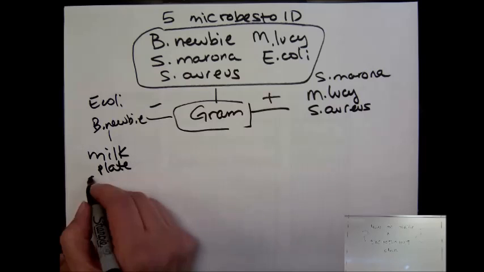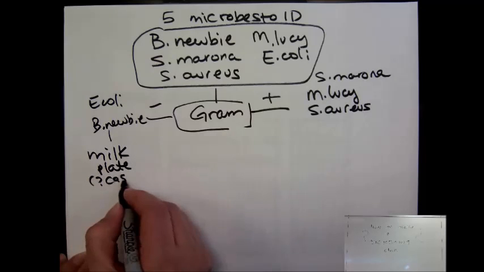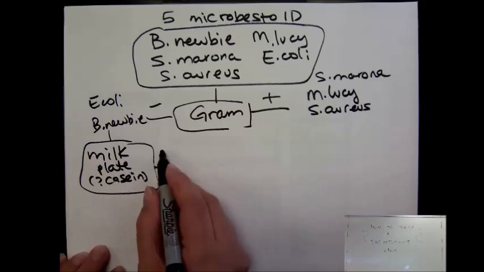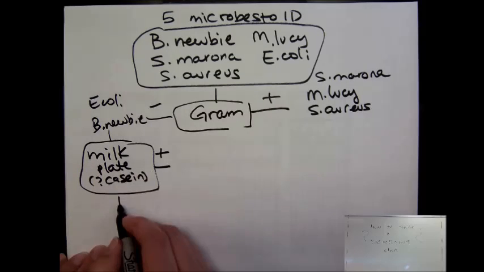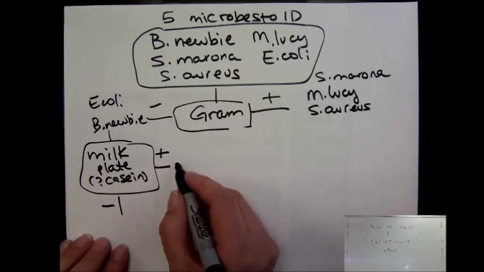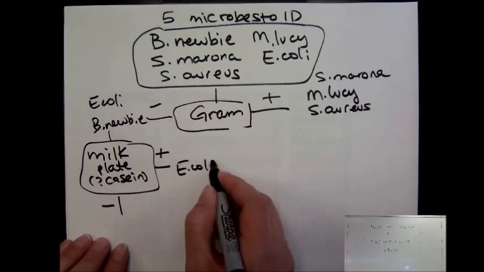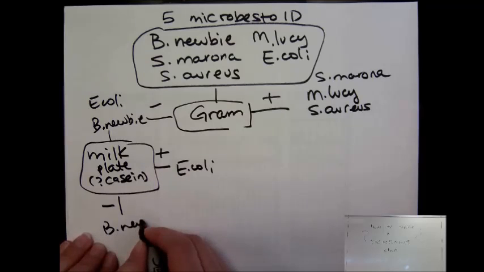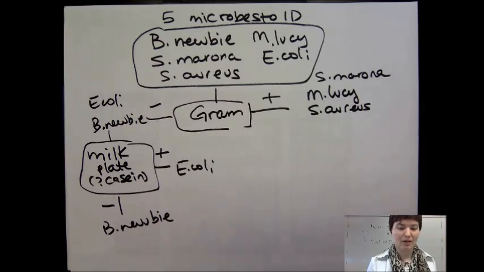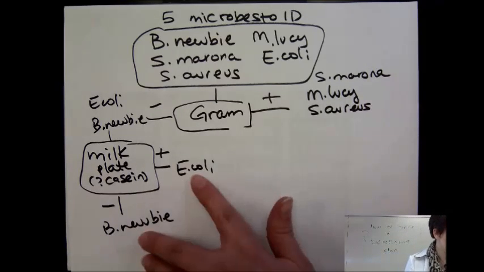So we're putting them on a milk plate, and the question we're asking is, can they digest casein? And we know the answer is either that they are going to be positive or negative on this milk plate. Yes, they can digest casein. No, they can't. So in this example, let's just say that this is how it breaks down. E. coli is positive on the casein plate and B. nubi is negative.